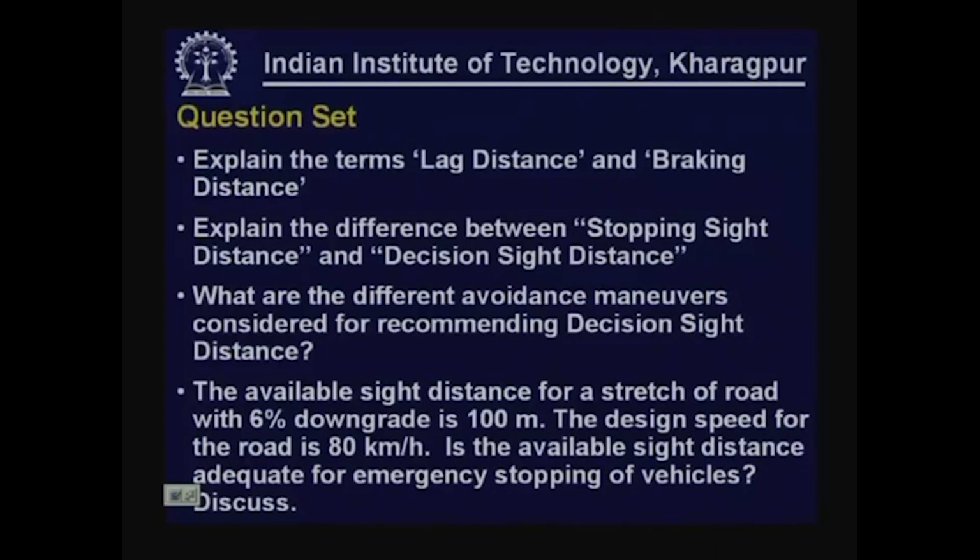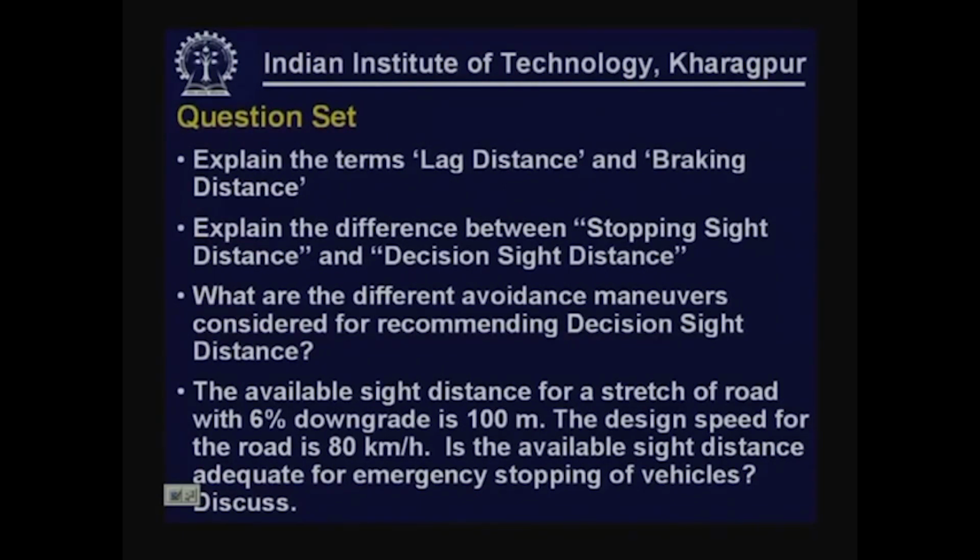Now, I have a few questions for you. Number 1, explain the terms lag distance and braking distance. Number 2, explain the difference between stopping sight distance and decision sight distance. Number 3, what are the different avoidance maneuvers considered for recommending decision sight distance?